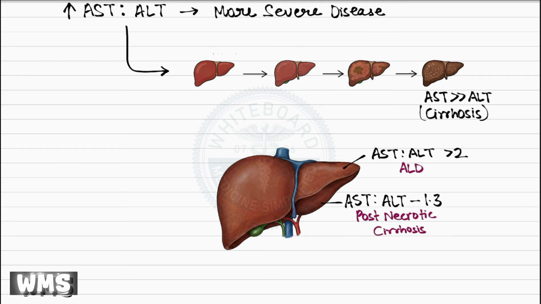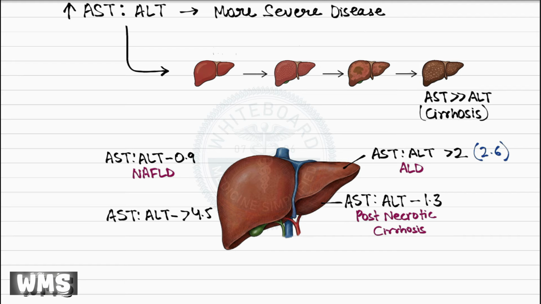For instance, it is typically around 0.9 in non-alcoholic steatohepatitis compared to about 2.6 in alcoholic liver disease. In some less common conditions, the ratio can be even higher. For example, it may exceed 4.5 in Wilson's disease, and similar elevations can also be seen in hyperthyroidism. So overall, the AST to ALT ratio is a valuable tool.